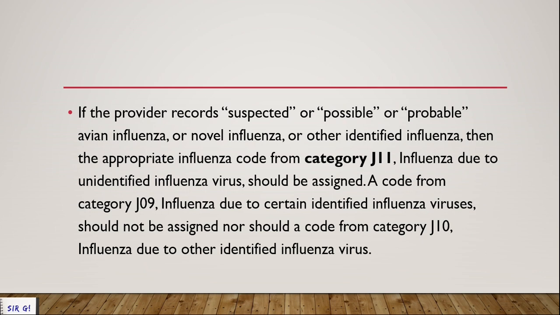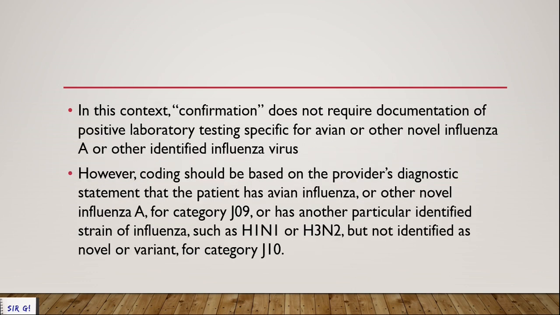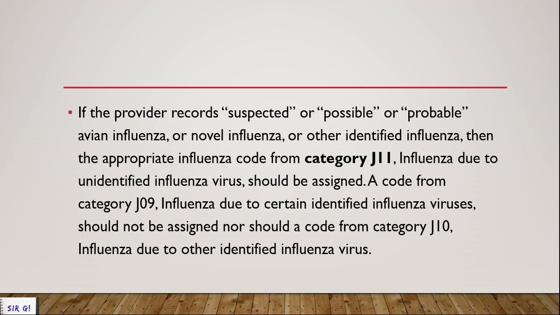Okay? If the provider records suspected or possible or probable avian influenza or novel influenza or other identified influenza, then the appropriate influenza code for J11, influenza due to unidentified influenza virus, should be assigned. Okay? That is the difference. Your J09 is specific to influenza A. For other strains like H1N1, H3N2, use your J10, and for J11, if it's not yet an identified type or a suspected or probable type of influenza, use your category J11.